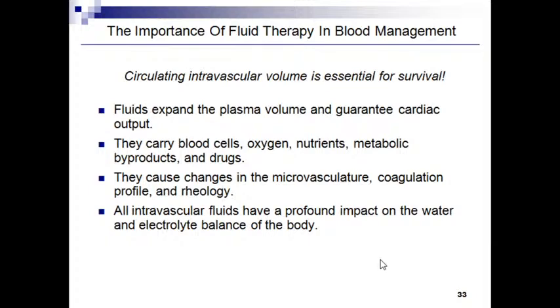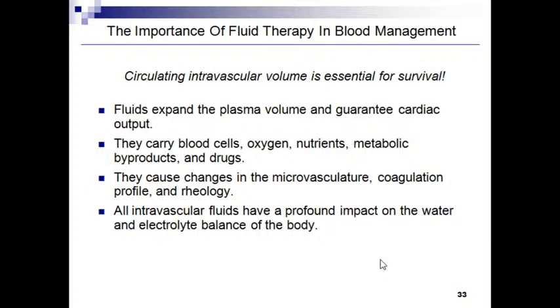Importance of fluid management, fluid therapy. Circulating intravascular volume is essential for survival. Functions of intravascular fluid volume. The fluids expand the plasma volume and guarantee cardiac output.